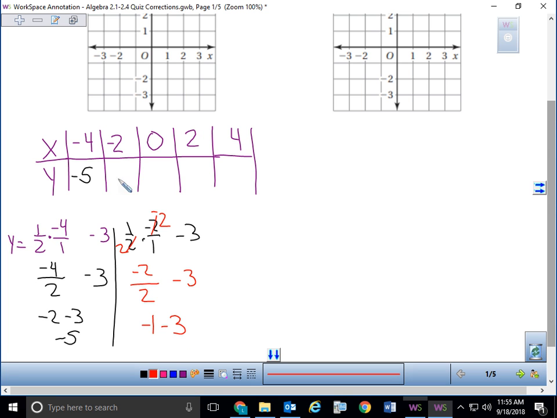Minus 3 is -4. Plugging in 0, that is 1/2 times 0, then subtract 3. Anything times 0 is always 0. So it's 0 minus 3, which is -3.